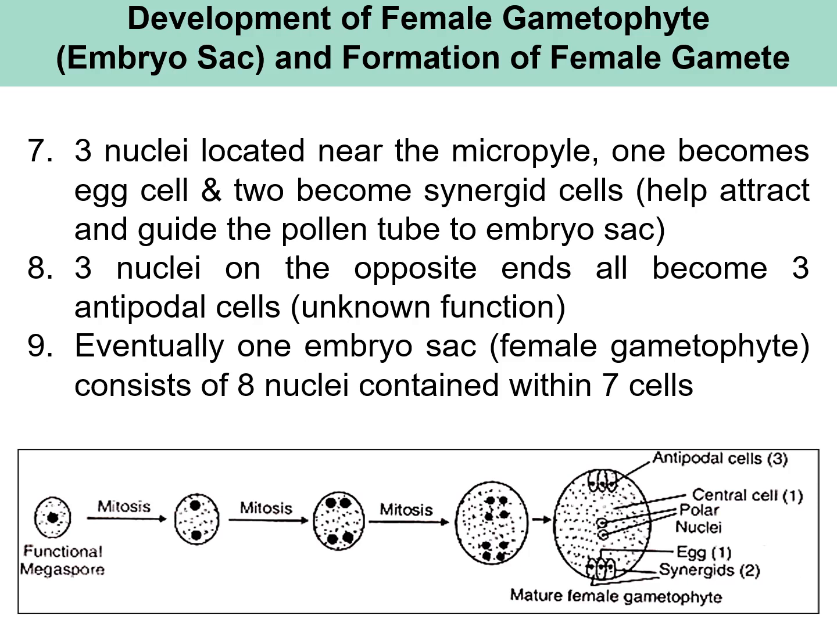The 3 nuclei located near the micropyle will become egg cell, one of the 3 nuclei. 2 become synergid cells, and then the 3 nuclei on the opposite ends become antipodal cells. And at the center of the embryo sac, it will be polar nuclei. Eventually, one embryo sac consists of 8 nuclei contained within 7 cells. So this is considered as one cell with 2 nuclei.